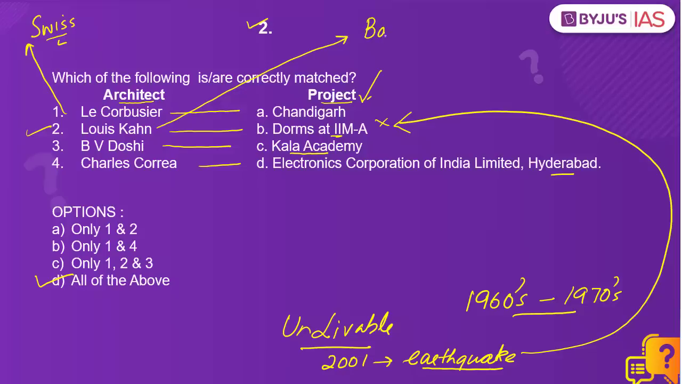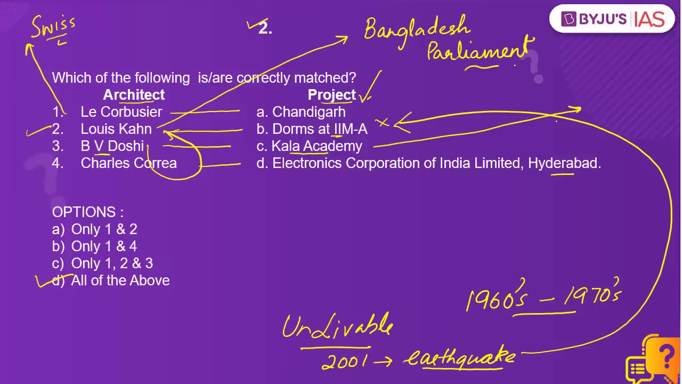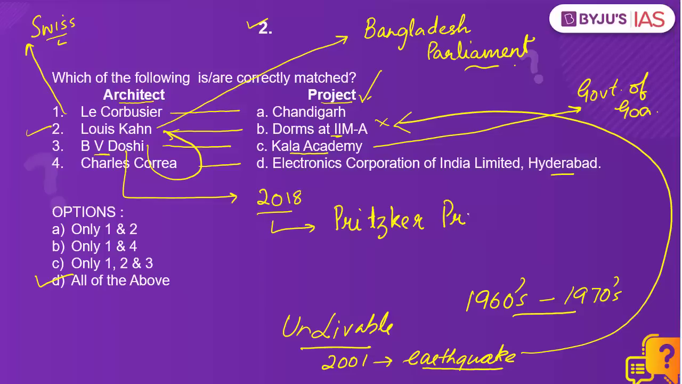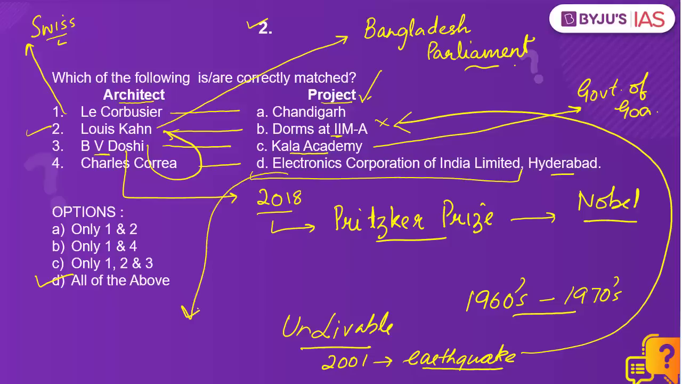Mr. Kahn was also the architect of the Bangladesh Parliament. And why are we discussing B.V. Doshi? Because it was B.V. Doshi who brought Mr. Kahn to India in the 1960s. And Mr. B.V. Doshi designed Kala Academy, which is run by the government of Goa. And one interesting thing, in the year 2018, Mr. B.V. Doshi won the prestigious Pritzker Prize or Pritzker Architecture Prize, which is considered to be a Nobel Prize in architecture or equivalent to a Nobel Prize. Charles Correa designed Electronics Corporation of India Limited in Hyderabad.